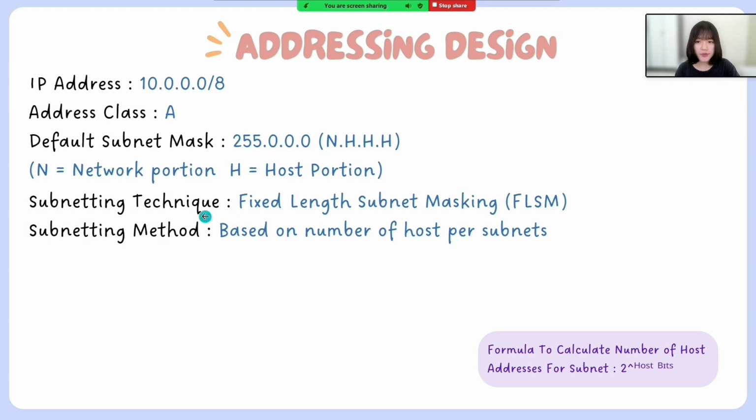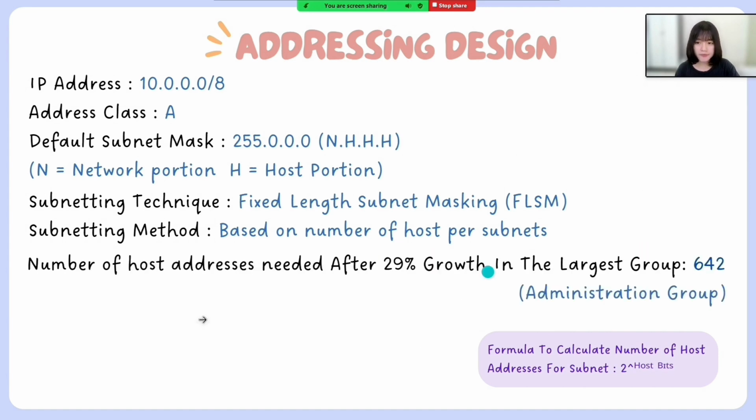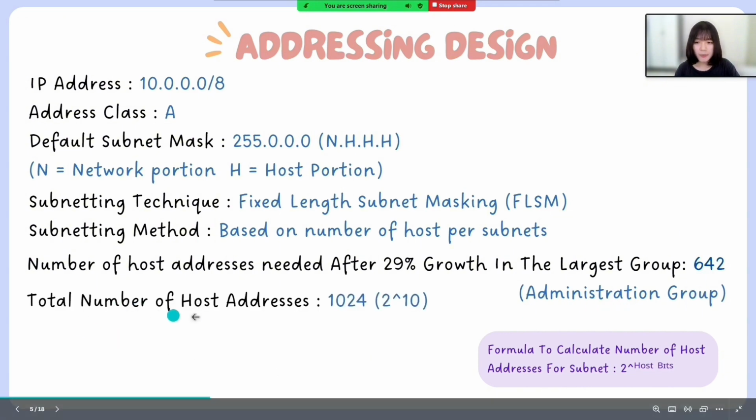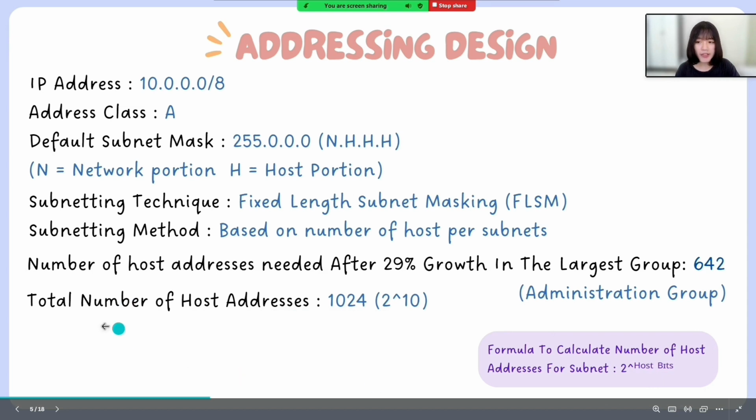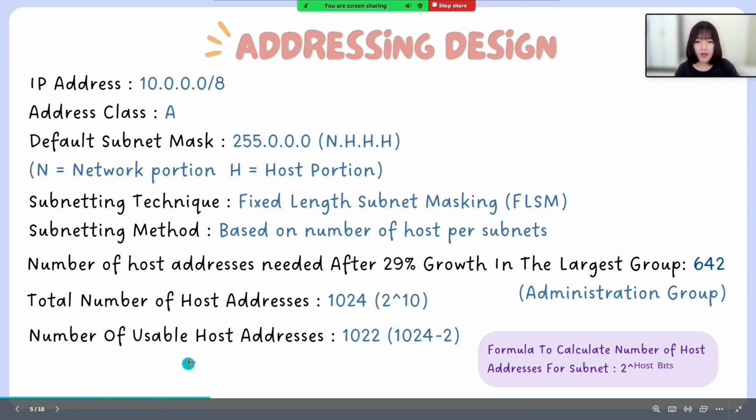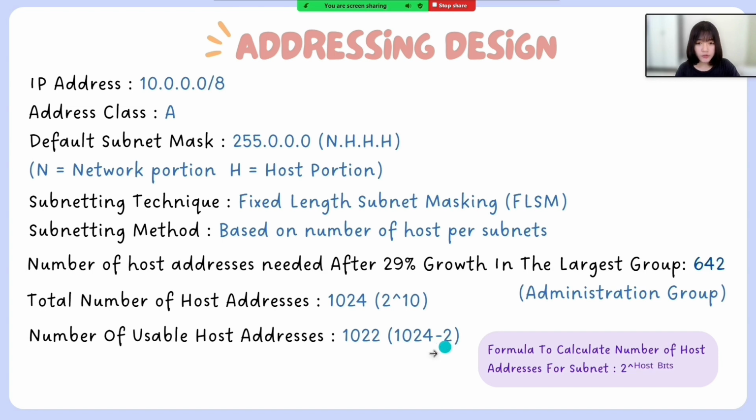The subnetting technique we use is fixed length subnet masking, FLSM, and the subnetting method is based on the number of hosts per subnet. The number of host addresses needed after 29% growth in the largest group is 642, which belongs to the administration group. The total number of host addresses is 1024. We can use the formula 2 power of host bits to get the total number of host addresses. Then, the number of usable host addresses is 1022. We use 1024 minus 2 to get this value.